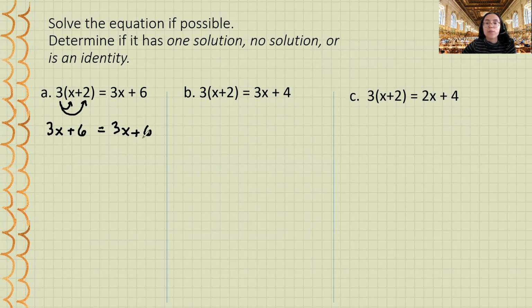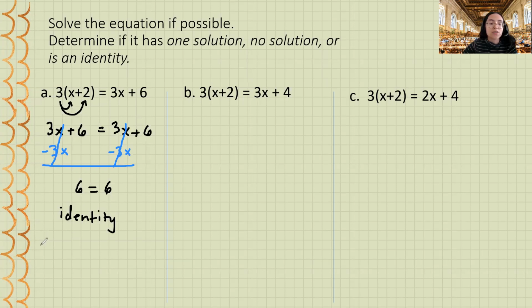And now I'm going to move all my variables to one side. And hopefully this looks familiar because we just did this example. So my 3x's here will cancel on the right, and they will also cancel on the left. Now I'm left with 6 is equal to 6, and we just said that this is an identity. Well, the original equation is an identity, so there are many solutions.